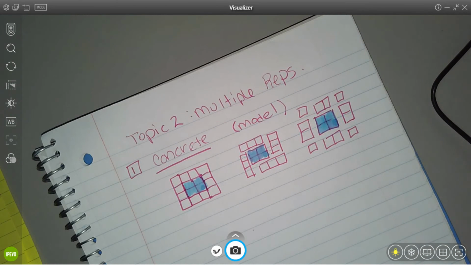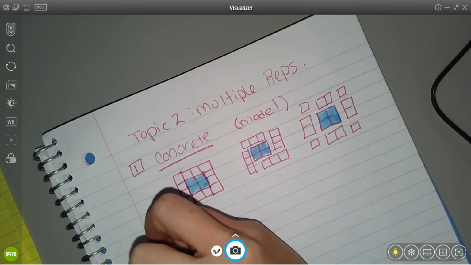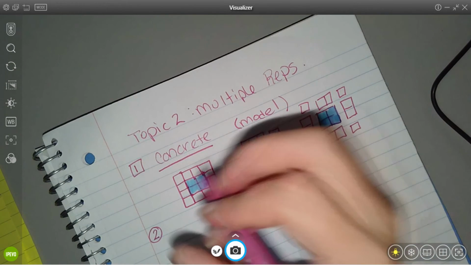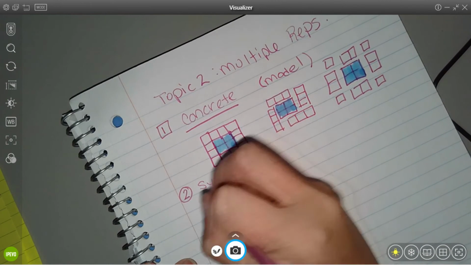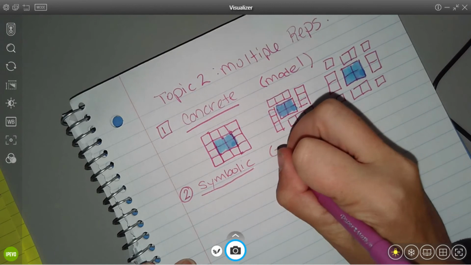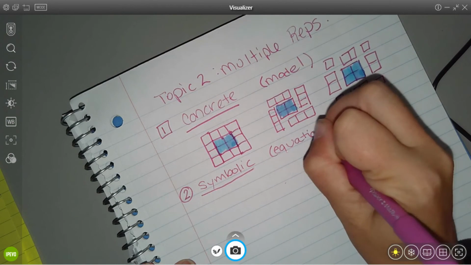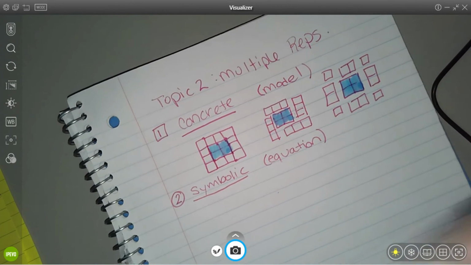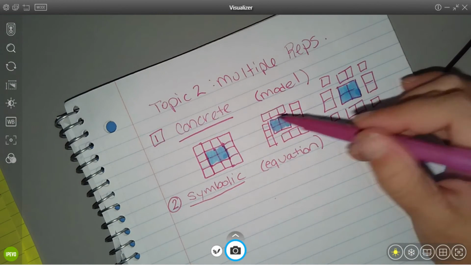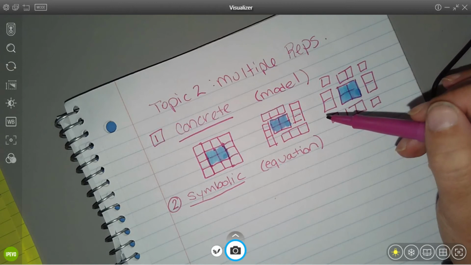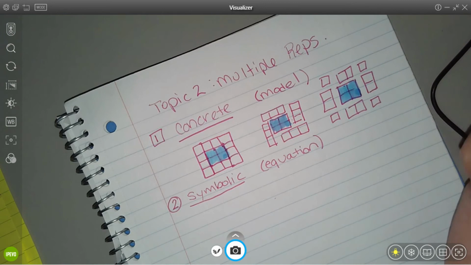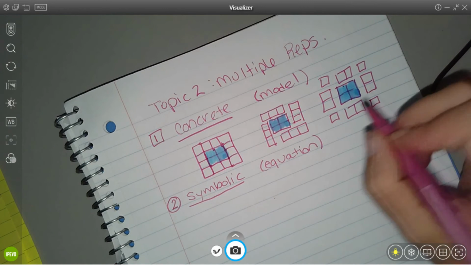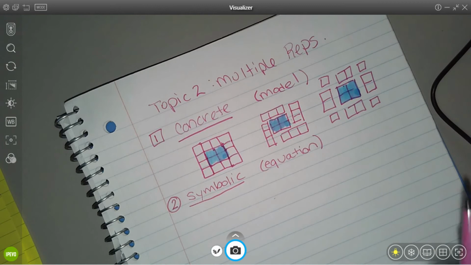So then our next way that we can look at these things is through a symbolic relationship, and that is just a fancy way of saying an equation. So on this particular problem, we had different ways that we could come up with which one of these models matched an equation.